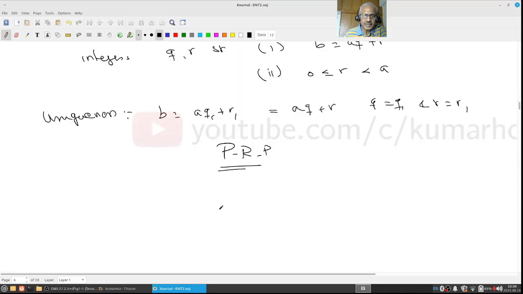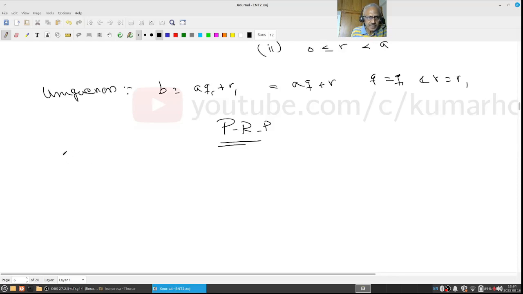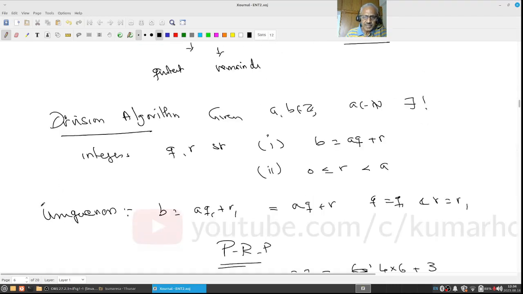So how will I find this? Let us go back to our example. I had 27, I wanted to divide by 4, I want to write 27 equal to 4 times 6 plus 3. This is my A, this is my B, this is my Q, this is my R, right? So let us assume now to start with B is positive. Remember, if B is 0, there is nothing to do, because then Q will be 0 and R will also be 0. Therefore I can assume B is non-zero.